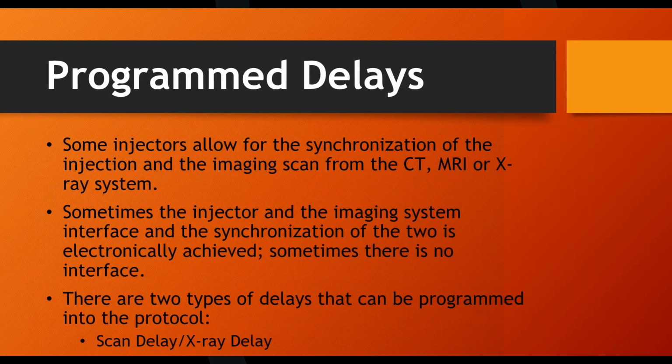Now, the other half of that is where we're going to do the injection, but we're going to pause the imaging system. That goes by 2 different names. It's called scan delay and X-ray delay. They're the same exact thing. It's just for CT and MR injectors. It's called scan delay because it's a CT scanner or an MR scanner. Whereas for your angio injectors, which is more of a traditional X-ray system, that's called X-ray delay.